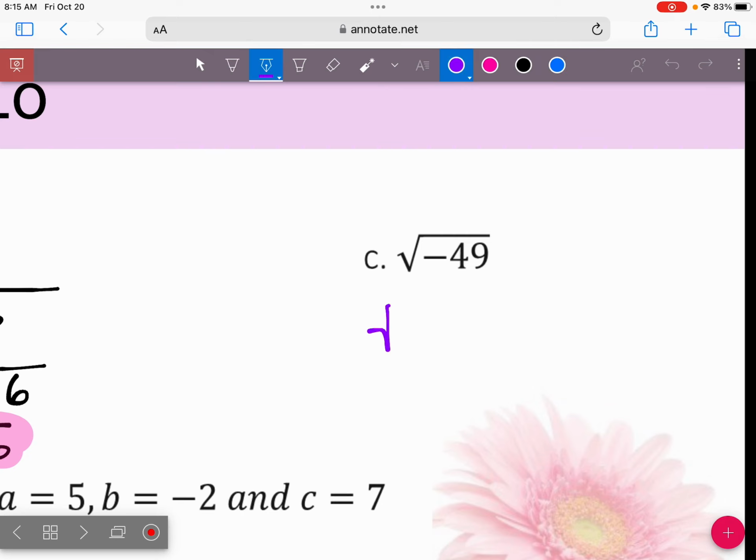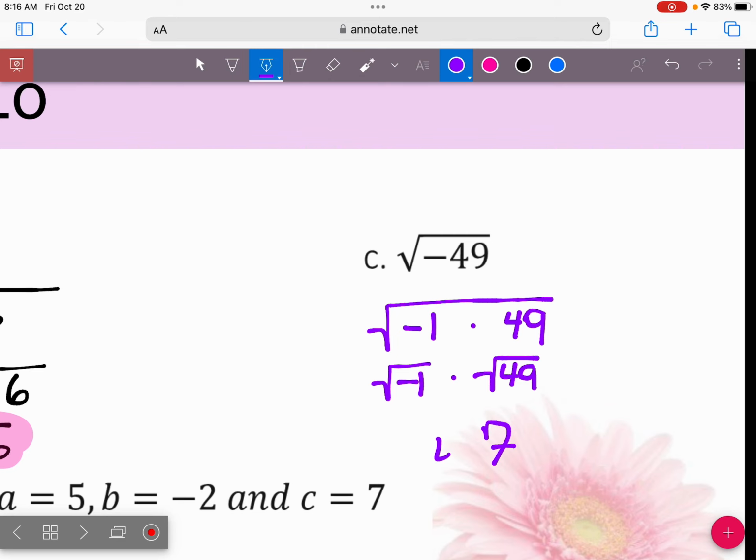And we're going to do the square root, and I'm going to put this as negative 1 times 49, because I don't hate the number 49. That one's totally fine. Because square root of negative 1 times the square root of 49 we can do. What is the square root of 49? 7. What do we call the square root of negative 1? I. So this is I times 7, or 7I, just because I times 7 sounds weird.